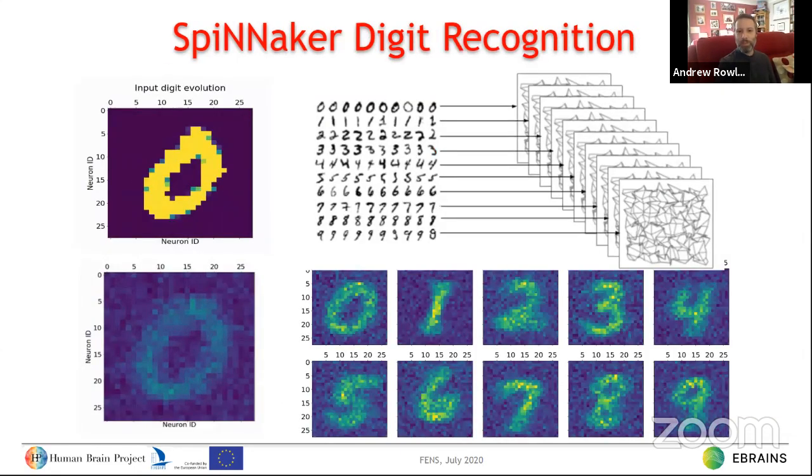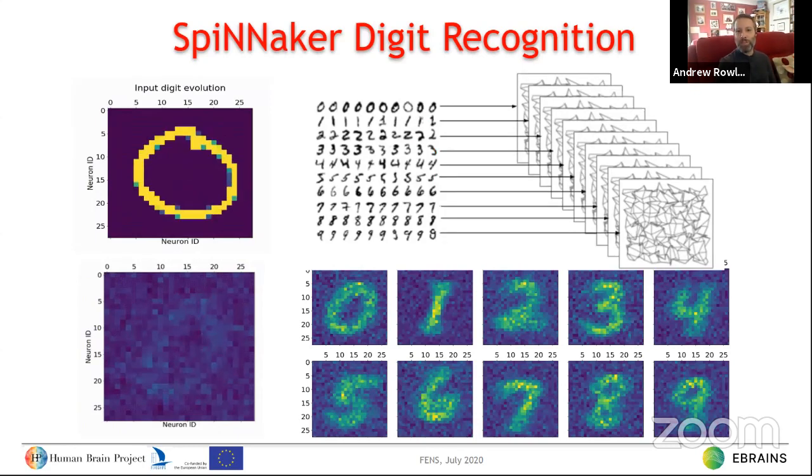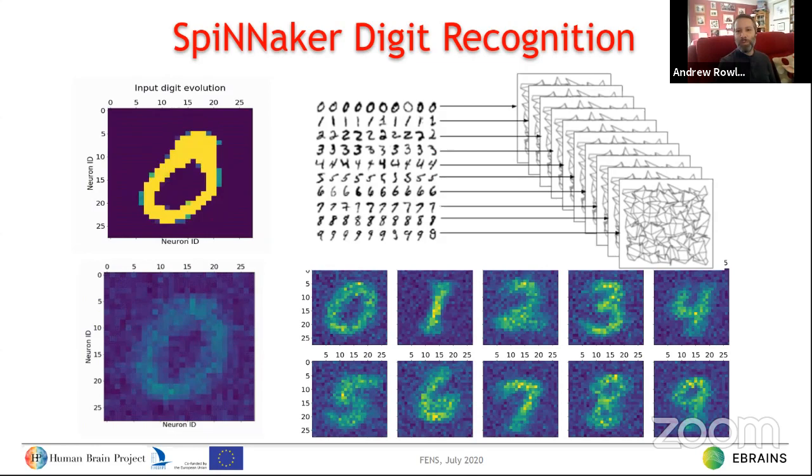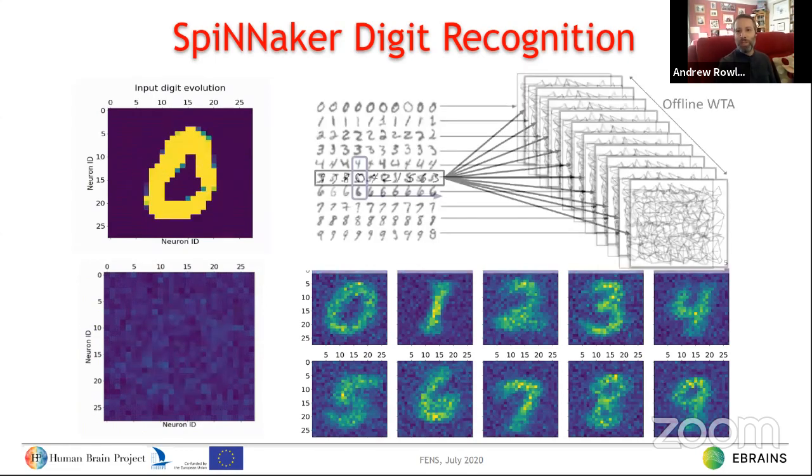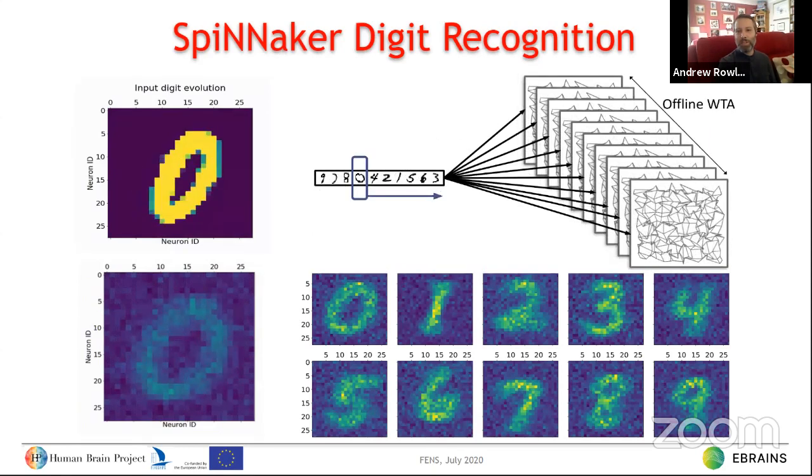Some other things we've done, we've also looked at artificial intelligence applications. So this is an example where we've used structural plasticity to train a neural network by presenting it with lots of examples of digits. And then afterwards, we can ask it to recognize digits and select which one it's likely to have selected. So we've shown that this is reasonably accurate on the SpiNNaker platform as well.